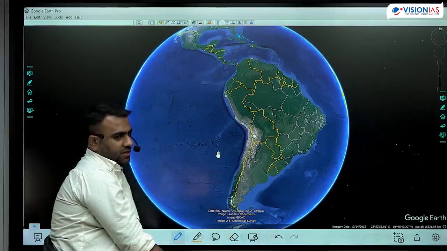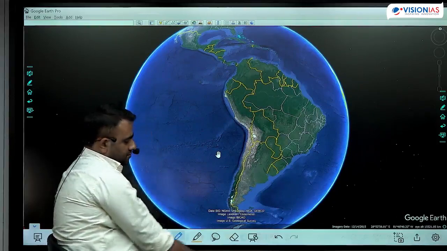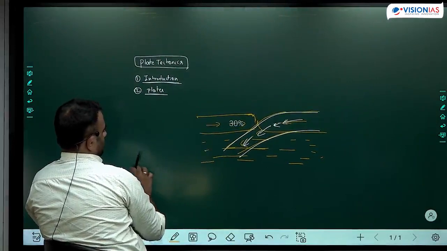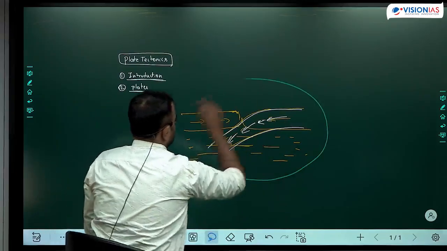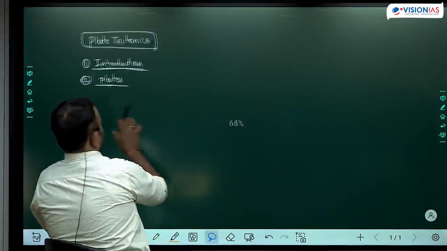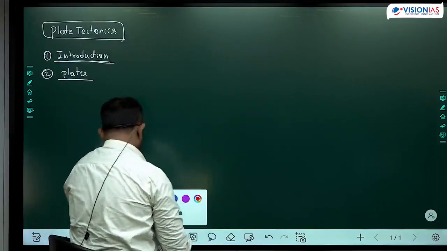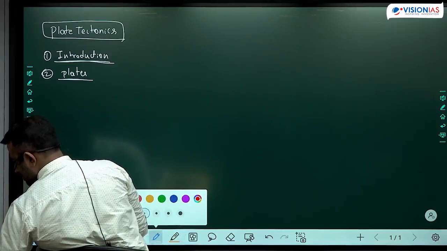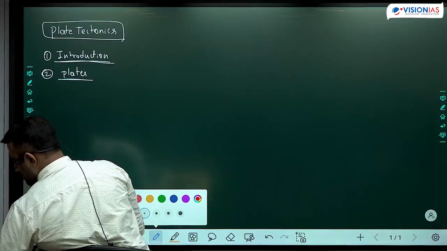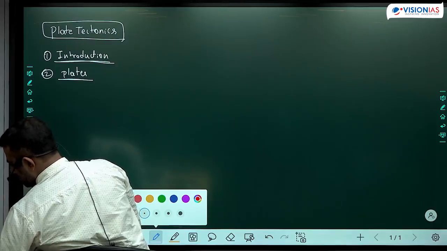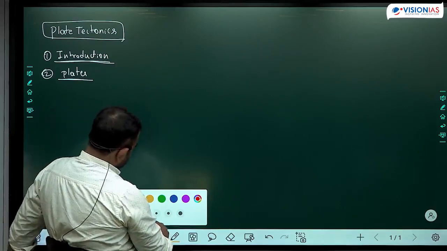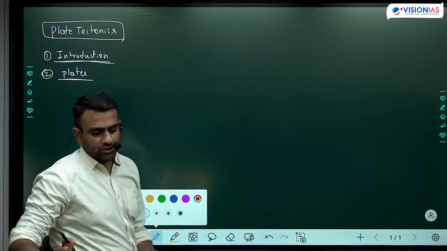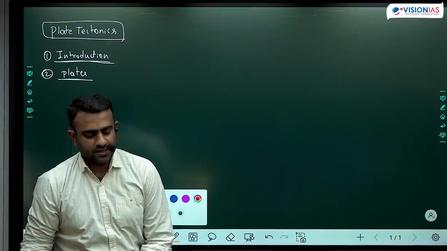Next comes continent-continent convergence. See, for two continental parts to converge, first the oceanic parts should completely get subducted.